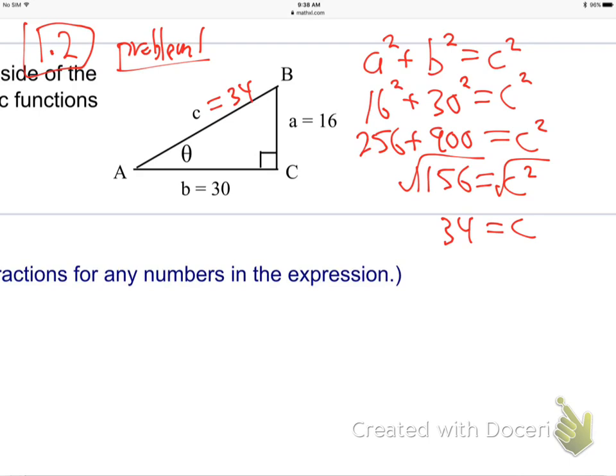And now what they're going to ask me to do is get the 6 trig functions. Good so far? So now we're going to dive into the actual trig functions. They want the sine of angle theta, the cosine of angle theta, and the tangent. And then the other 3 also, which we'll talk about in a minute.